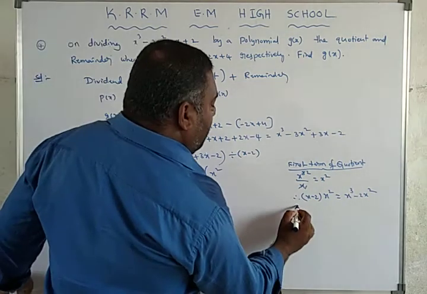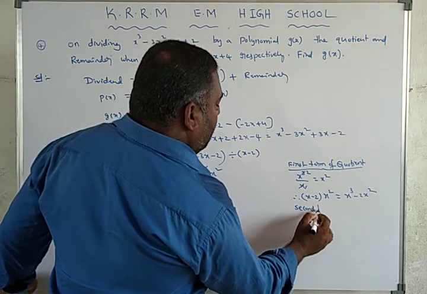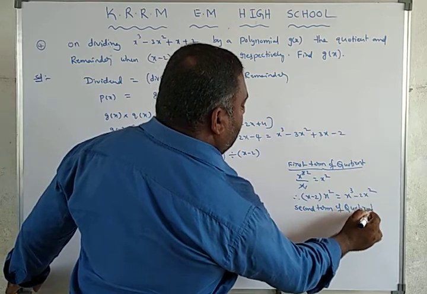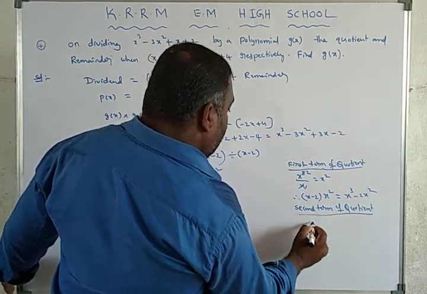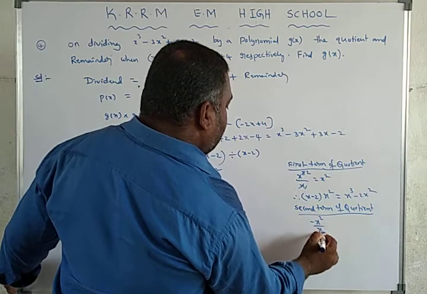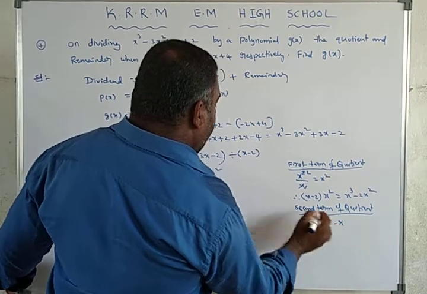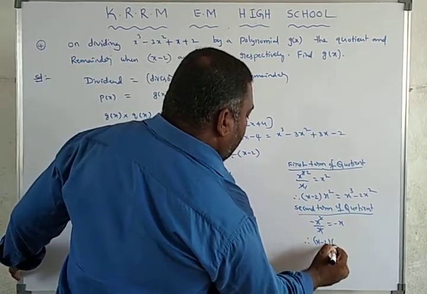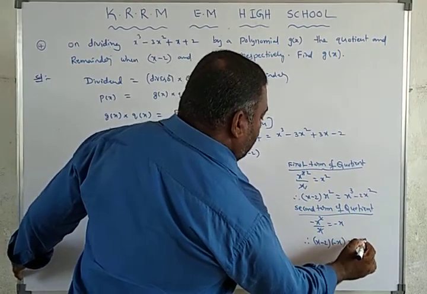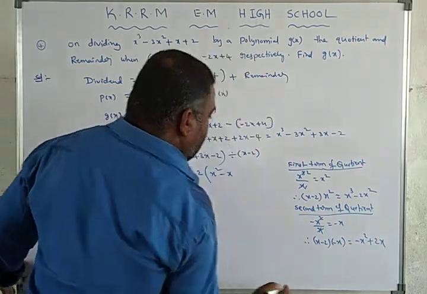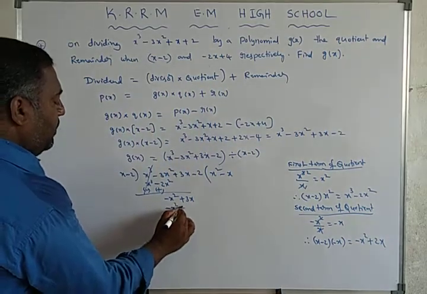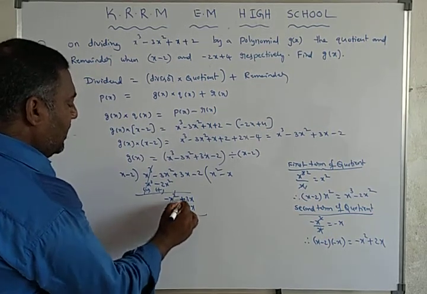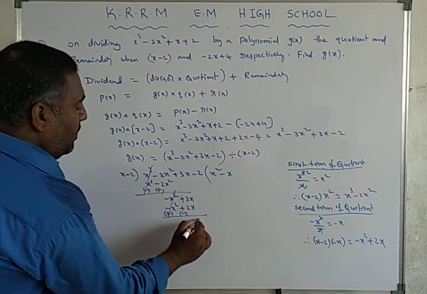What is the second term of the quotient? Here the highest degree term, x square upon x, gives minus x. Therefore x minus 2 into minus x is equal to minus x square plus 2x. Subtracting the second expression, minus x square cancels, and 3x minus 2x gives x minus 2.